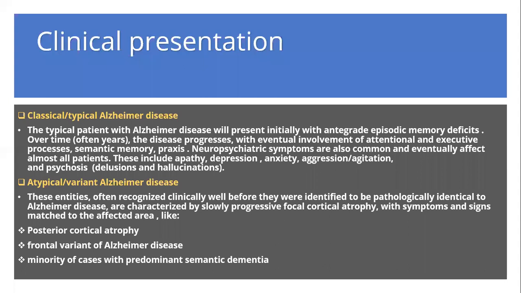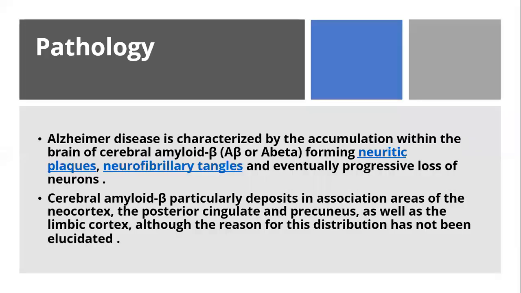Atypical variant of Alzheimer's disease are characterized by slowly progressive focal cortical atrophy and symptoms and signs matched to the affected area like posterior cortical atrophy, frontal variant of Alzheimer's disease, minority of cases with predominant semantic dementia. Pathology. Alzheimer's disease is characterized by the accumulation within the brain of cerebral amyloid beta, forming neuritic plaque, neurofibrillary tangles, and eventually progressive loss of neurons.